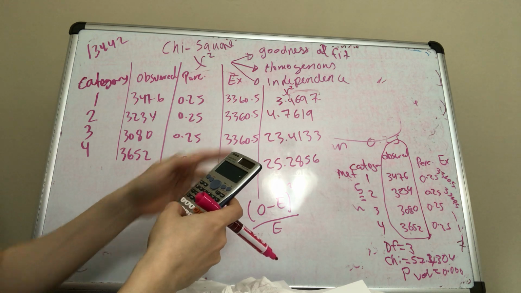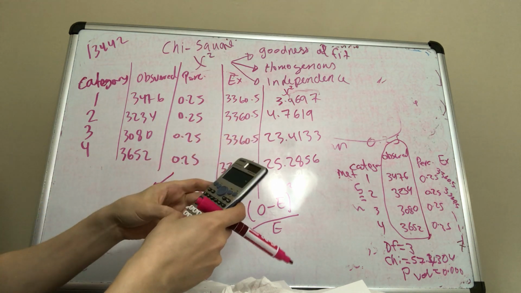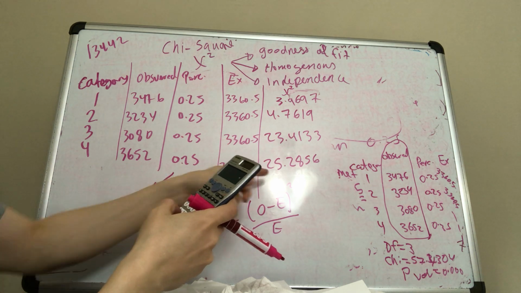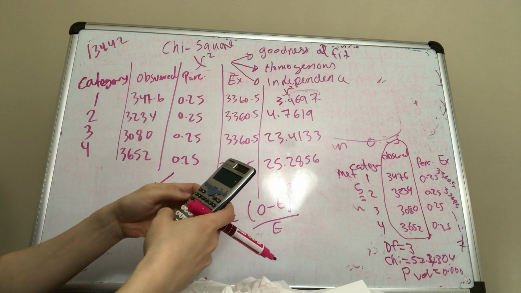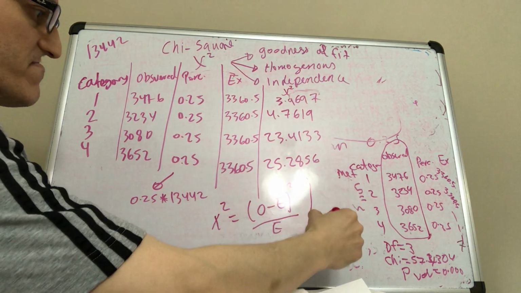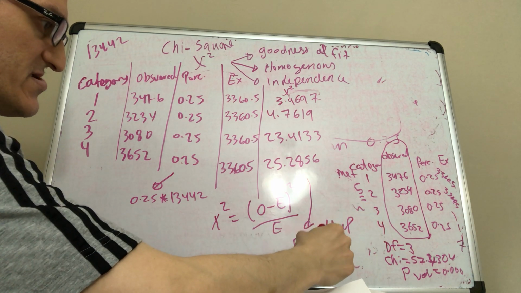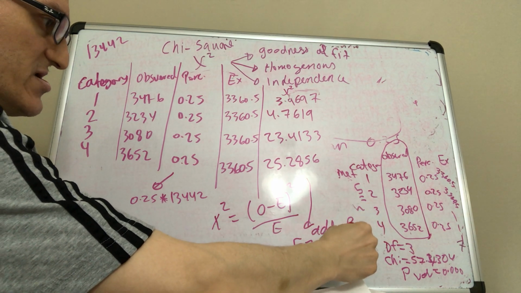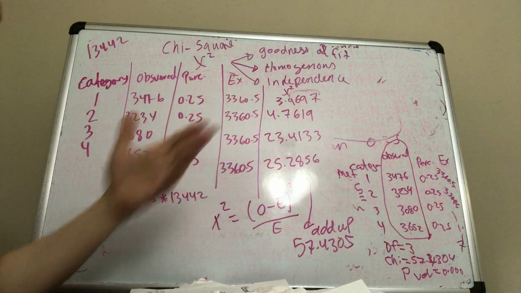After you do the individual chi, you add them all: 3.9697 plus 4.7619 plus 2.34133 plus 2.52856. You add them all, it gives you 5.74305 or 4. This is how it's done.